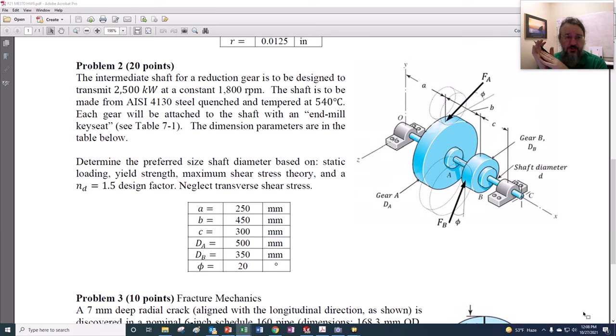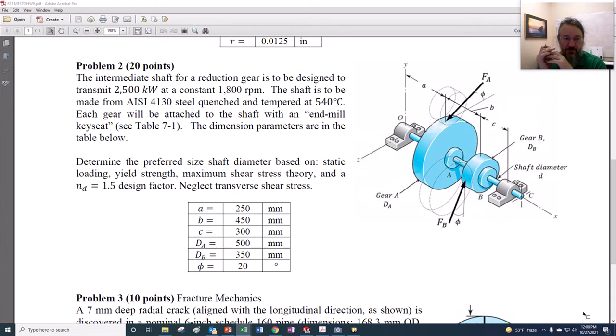Here's problem 2 from homework number 9. I have altered a very common Shigley problem. I changed the orientations of things and the parameters, but we want to design a shaft to withstand 2,500 kilowatts running at 1,800 RPM. The shaft is made from AISI 4130 steel that's quenched and tempered at 540 degrees Celsius.